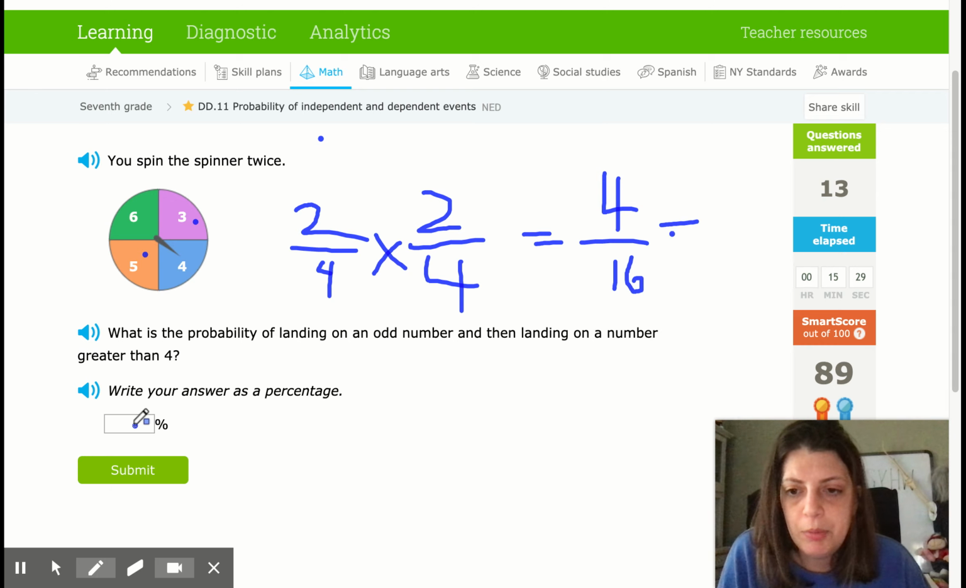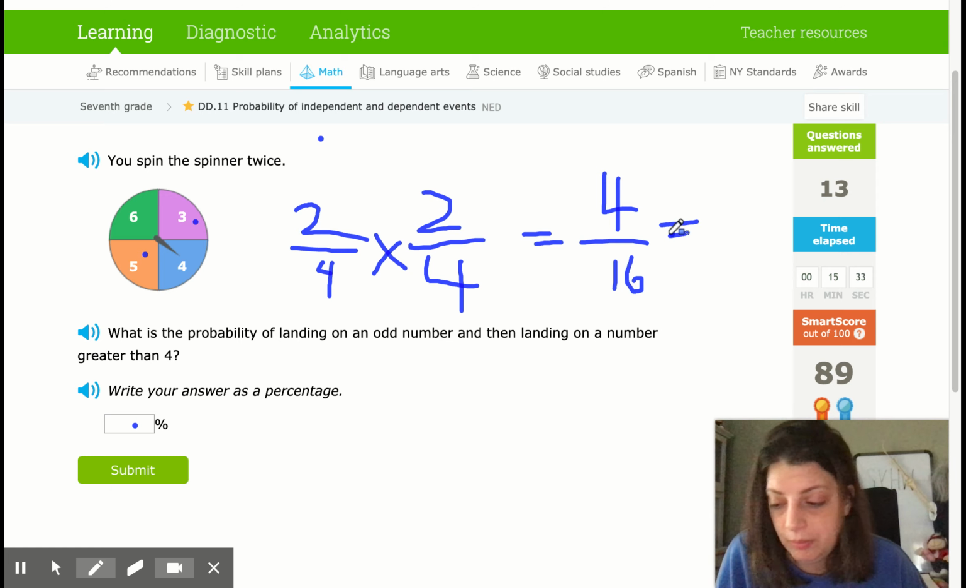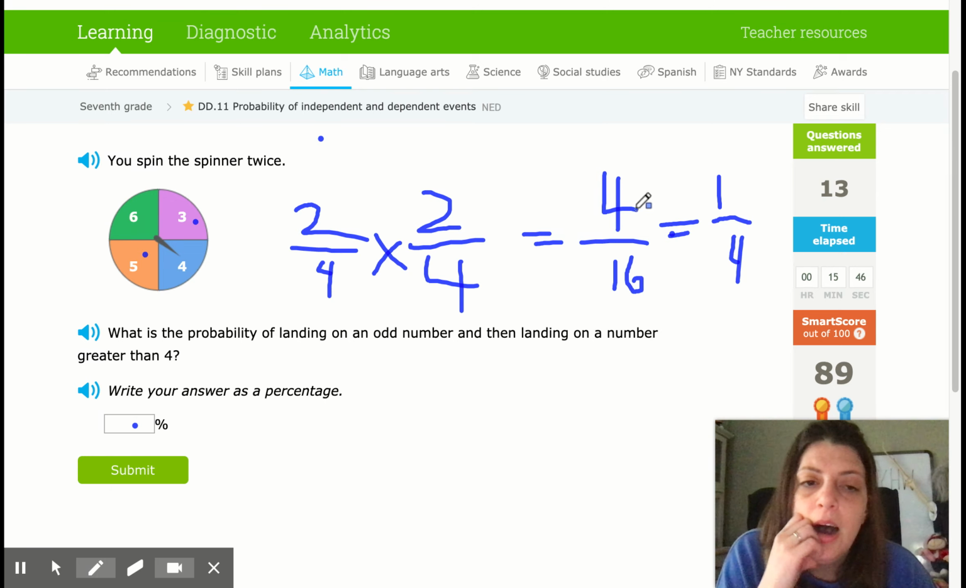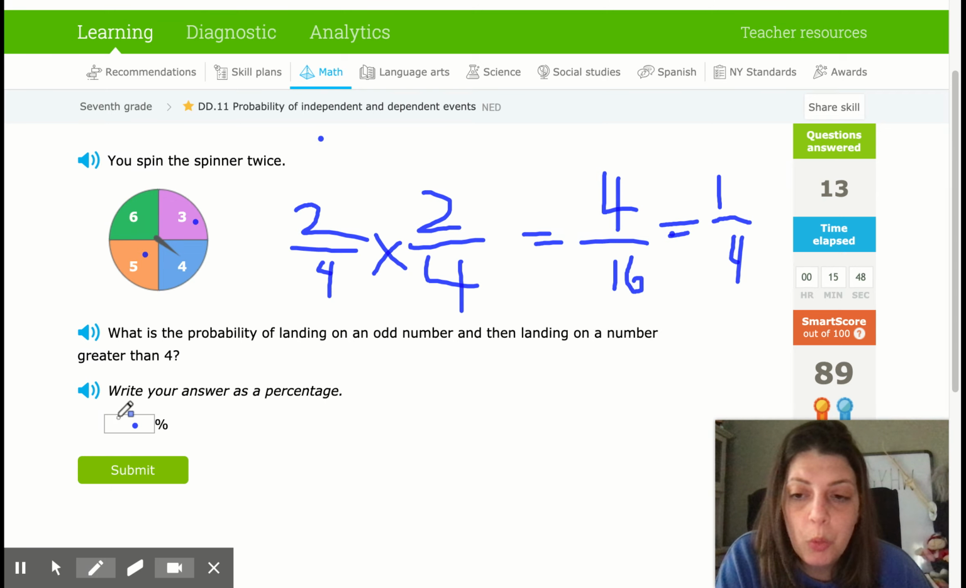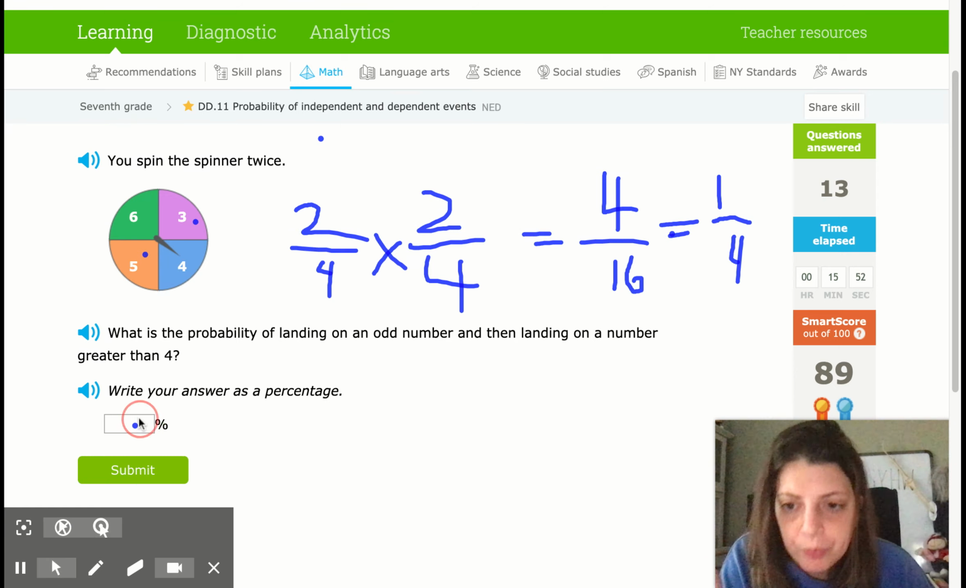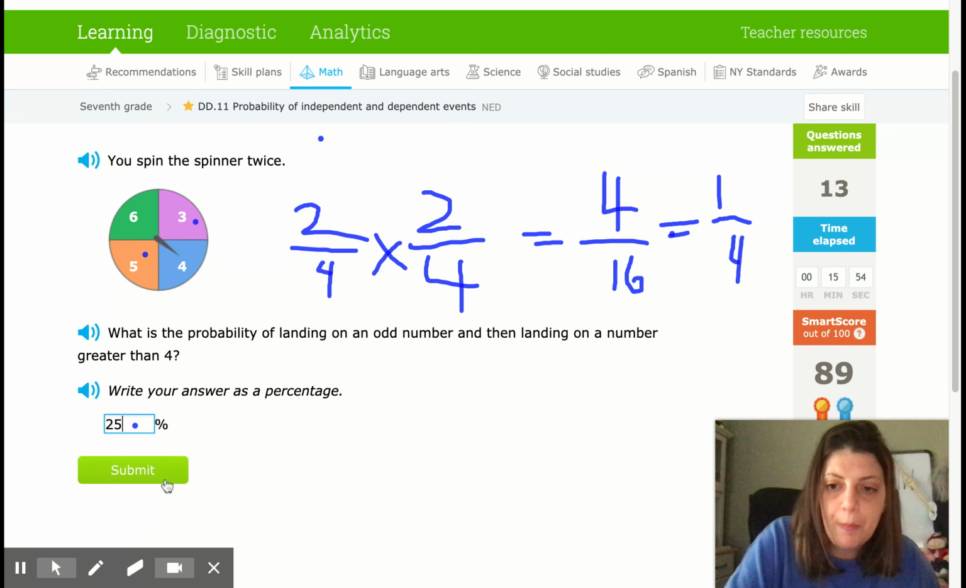They want it as a percent though. So this time it's gonna want to reduce it. I mean, you could have your 16s memorized, but that would be weird, right? Because it's a lot easier for you to realize that this is 1/4. Sorry, I'm checking my text messages. And 1/4 is obviously a lot. You should know that that's a quarter and 25%.